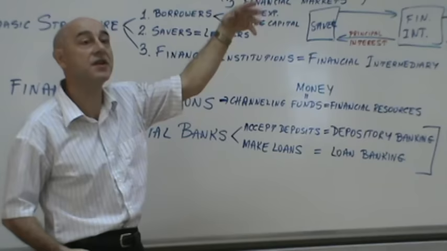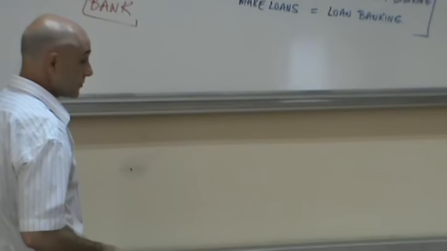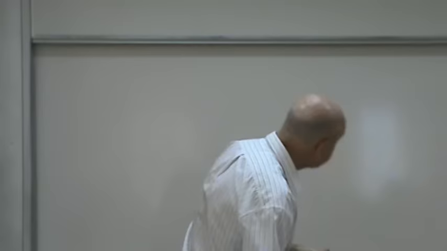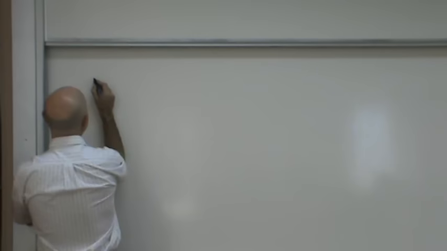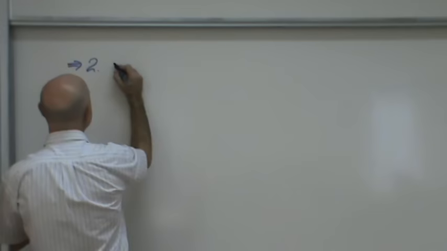Let's see what else we've got here. All right, here's the next one. The next category is number two, and this category is called non-bank financial institutions.